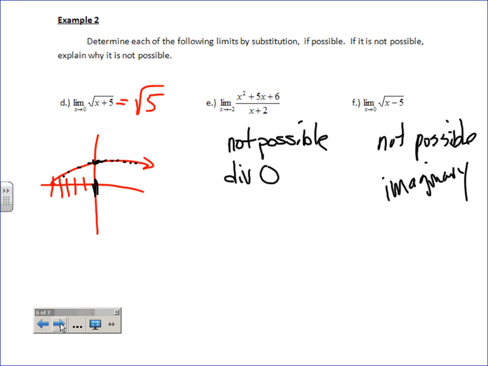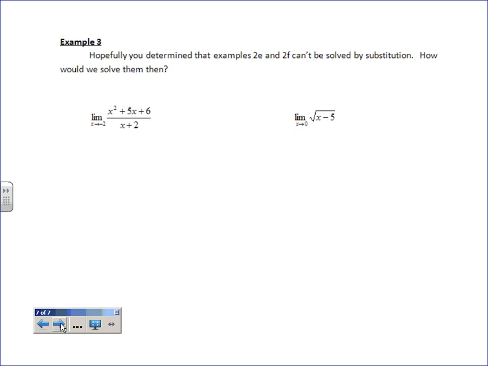What's that? If you put -2 into the denominator, you get dividing by 0. And dividing by 0 is bad no matter what. Okay. And, oh, look at that. Hopefully you determined that examples 2, E, and F can't be solved by substitution. Well, how do we solve them then?